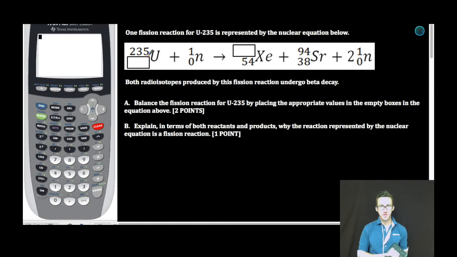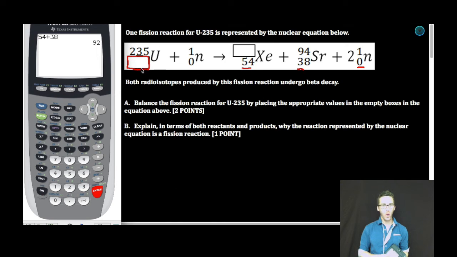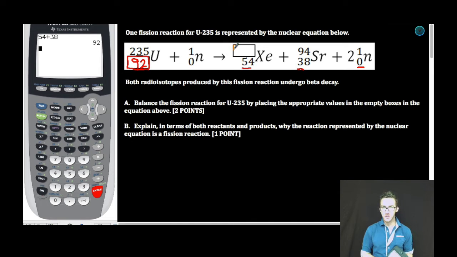Alright, let's start with this empty box here. Remember, the sum of the numbers on the bottom on the left-hand side of the equation has to equal the sum of the numbers on the bottom on the right-hand side of the equation. So since we have all of the numbers on the bottom on the right-hand side, let's just sum those together. 54 plus 38 is 92. So what number plus 0 equals 92? You guessed it, 92.